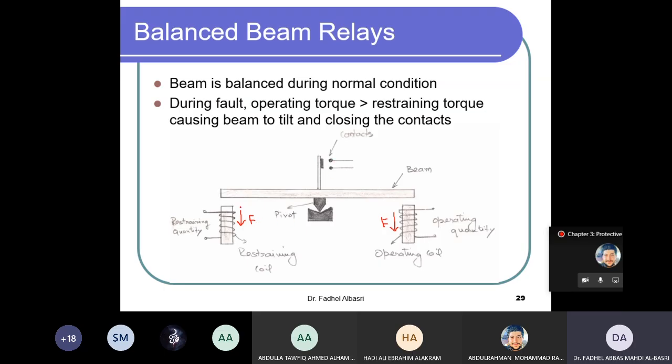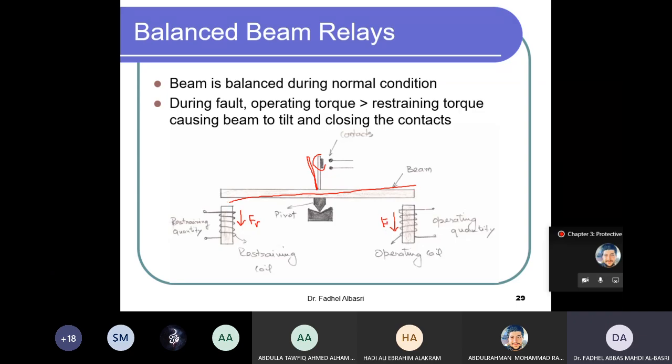If this force, let's say we call this one, is larger than this one, the beam will be like this, right? And this will become like this, right? And these two contacts will stay open. So we can call this a restraining force, a force that tends to prevent the relay from operation.